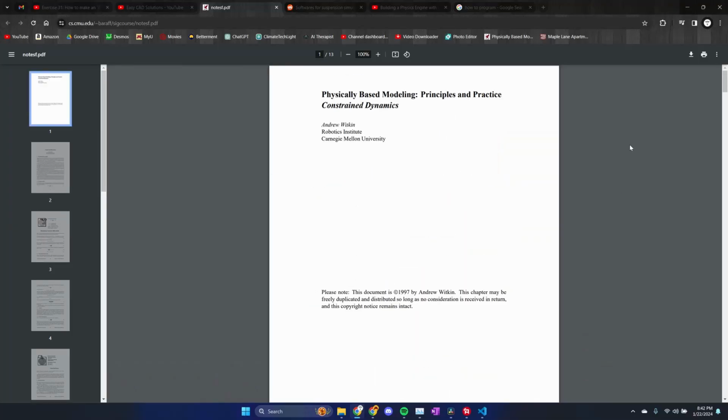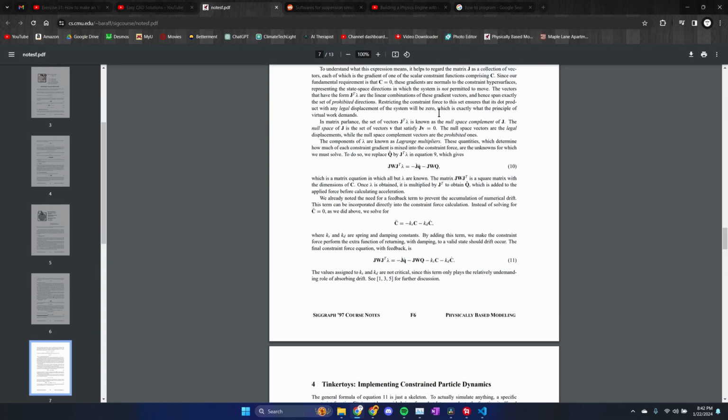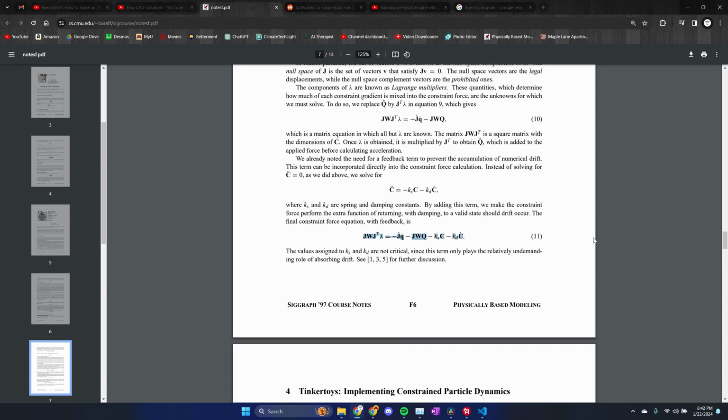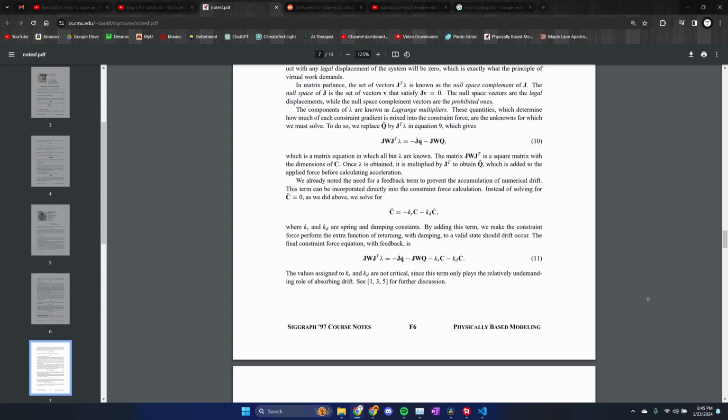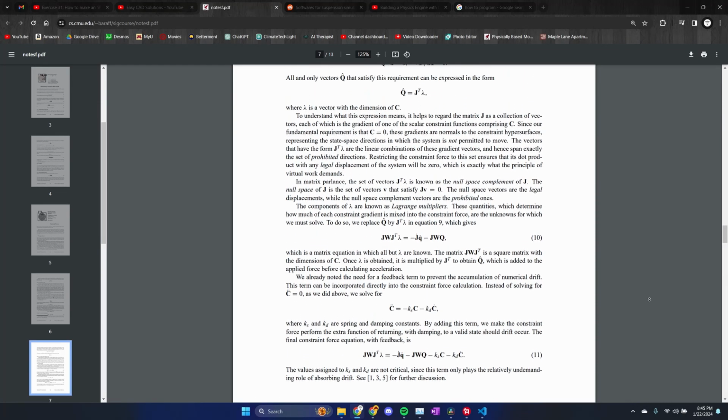Now, to understand the issue that had me bashing my head against a wall, let me introduce you to this paper and this monstrosity of an equation. Equation 11 in this constrained dynamics paper is both the beating heart of this simulation and the bane of my existence for the past 2 weeks.